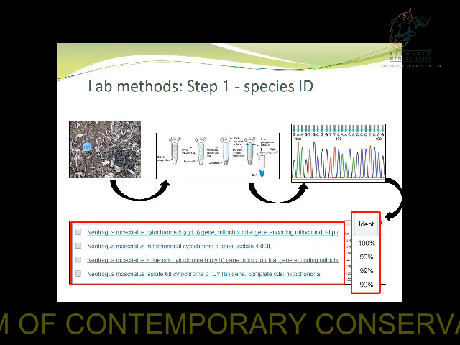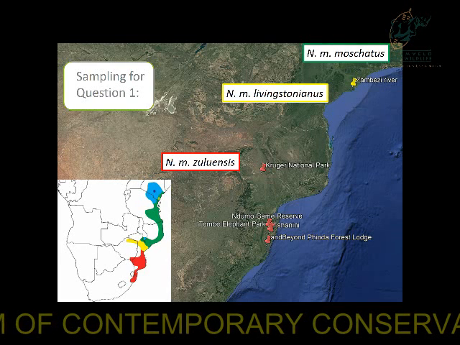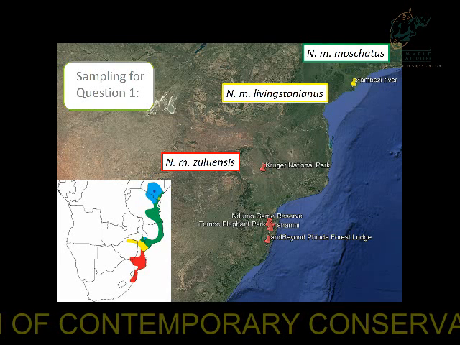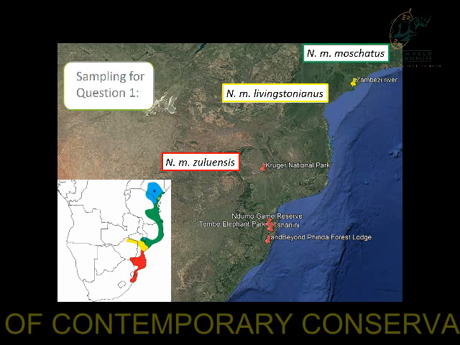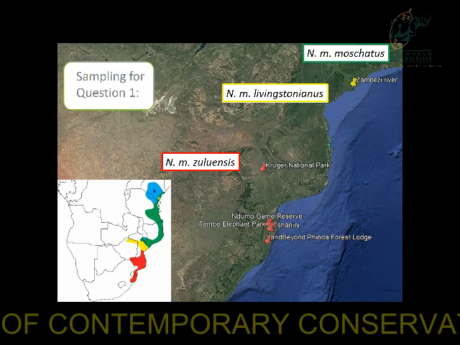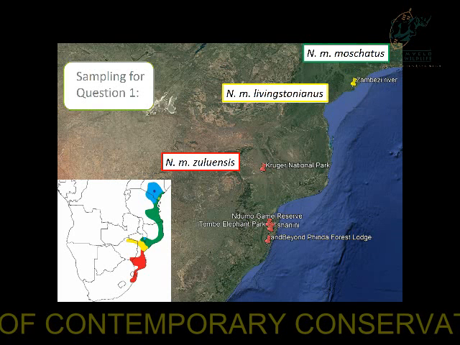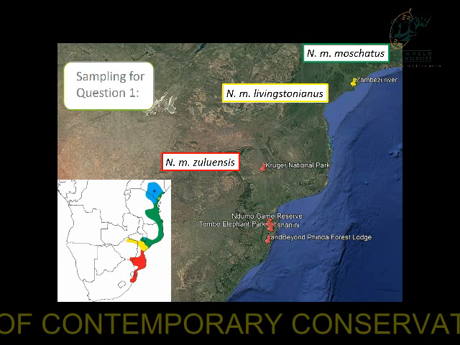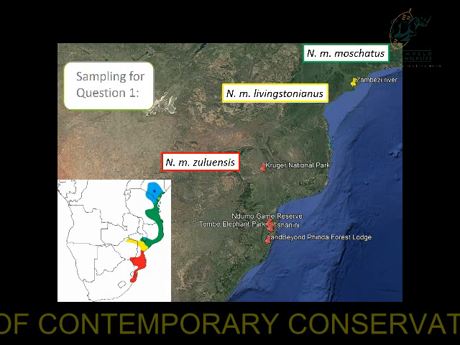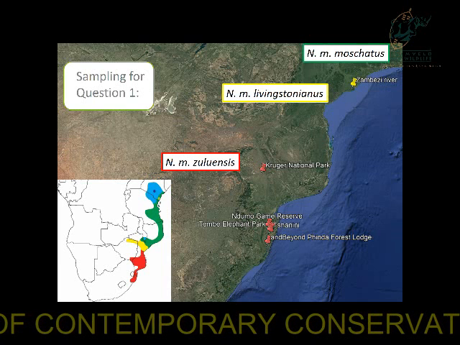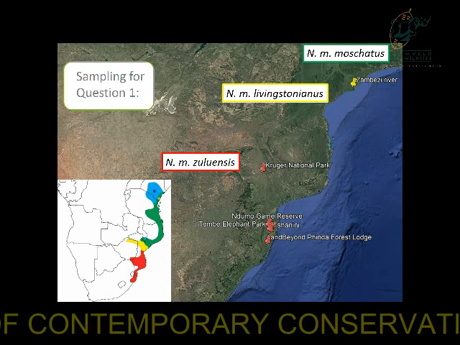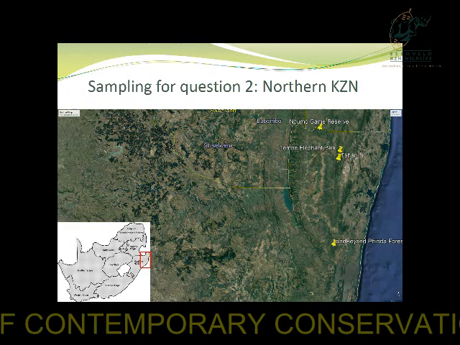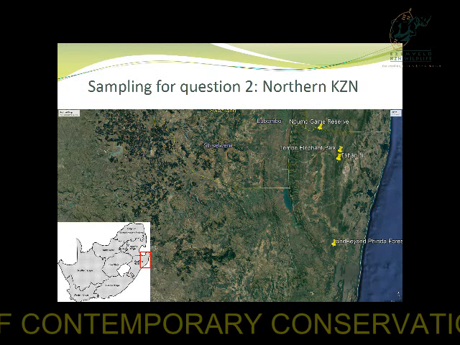So to go back to the sampling, we wanted to answer two different questions. The first one was with regards to the different Suni subspecies. So what we basically did is we took some samples in KZN, as well as some samples above the Zambezi as well as below, so that we have coverage with regards to the different subspecies, with regards to those questions that we want to answer.